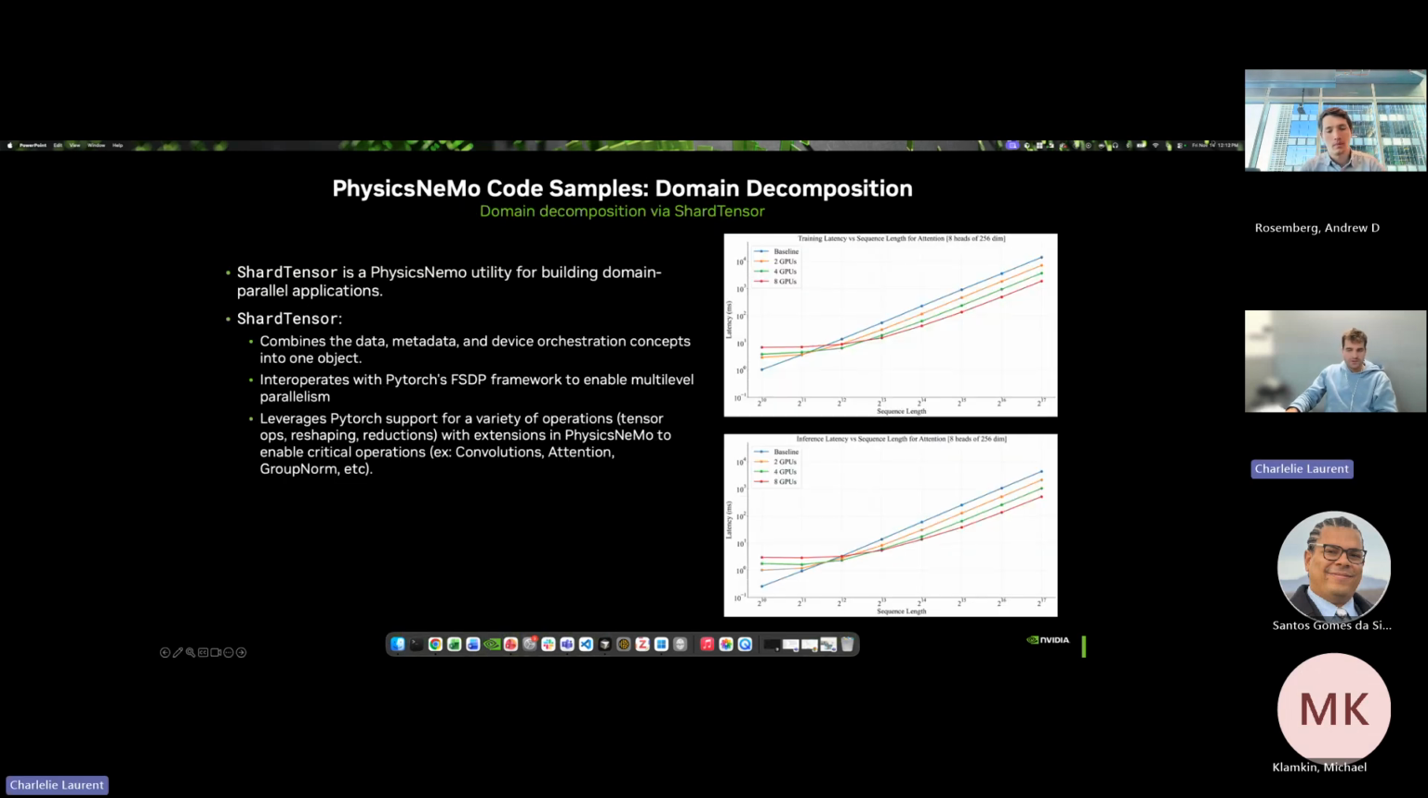Yeah, this was just to show that it scales very well with the number of GPUs. Some quick scaling results.